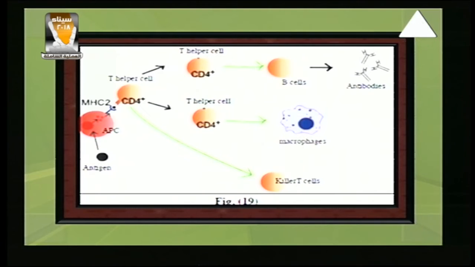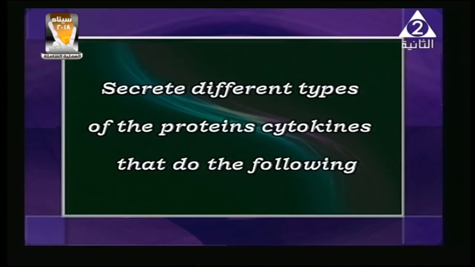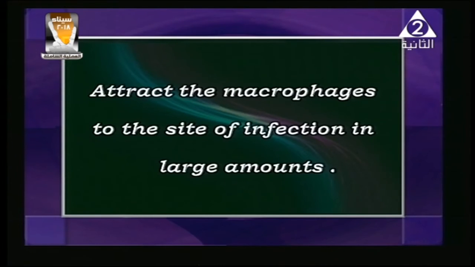After that, we need to know the function of activated T helper cells. Number one, they secrete different types of proteins, like cytokines, that do some functions inside our body, like attraction. They attract the macrophages to the site of infection in large amounts. So they have a main role in attracting the macrophages. They call the macrophages to the site of infection, to the site where the pathogens are present, in large amounts.